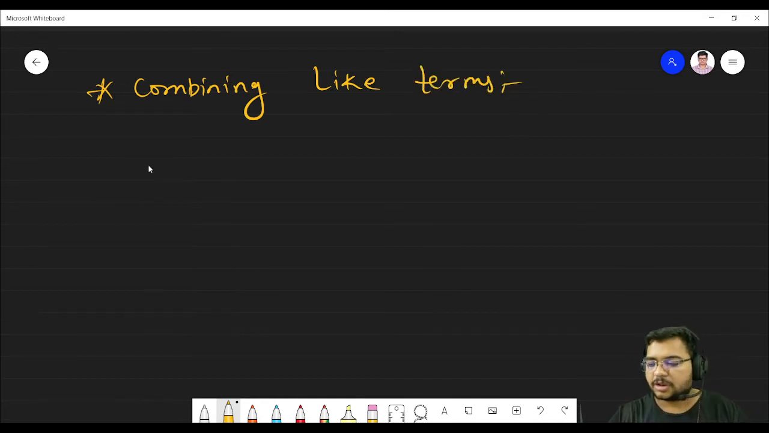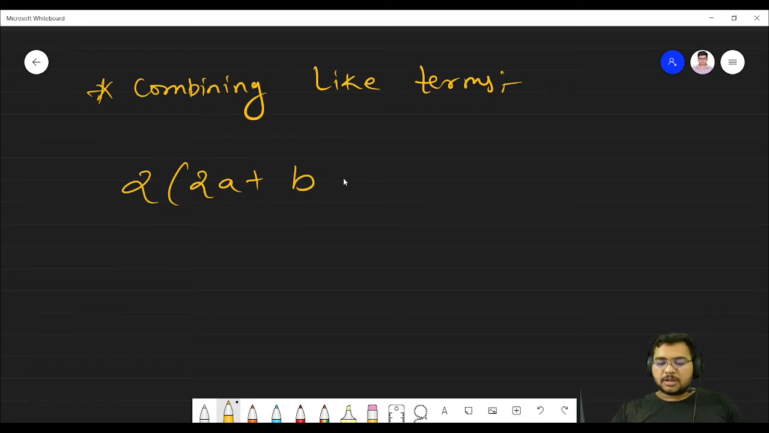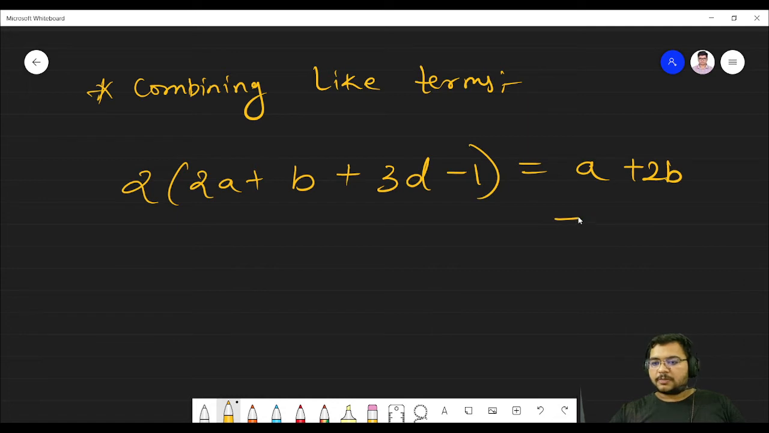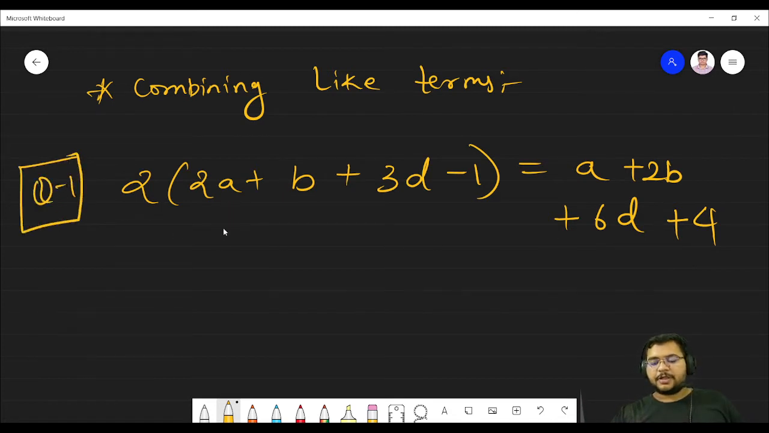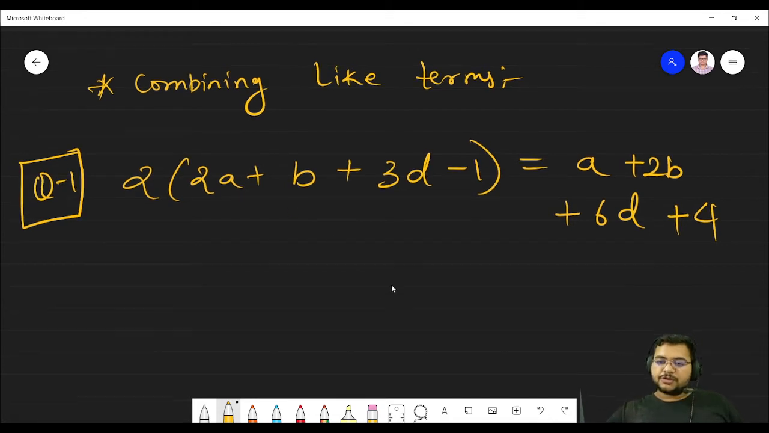to find the answer. Like, let's say the question is 2 times (2a plus b plus 3d minus 1) equals to a plus 2b plus 6d, and we can give it a plus 4, let's say. So this is the question, and how will we be able to solve this question? So we'll just see.